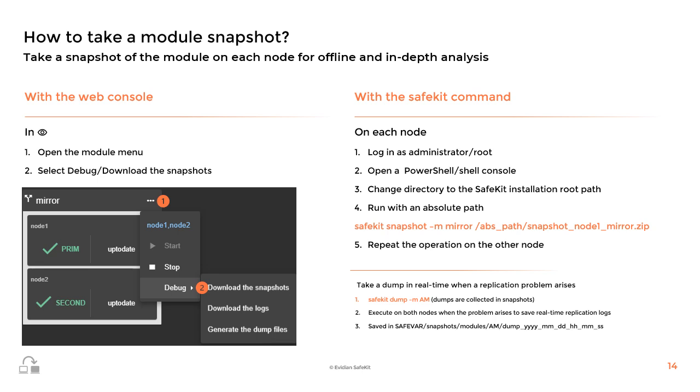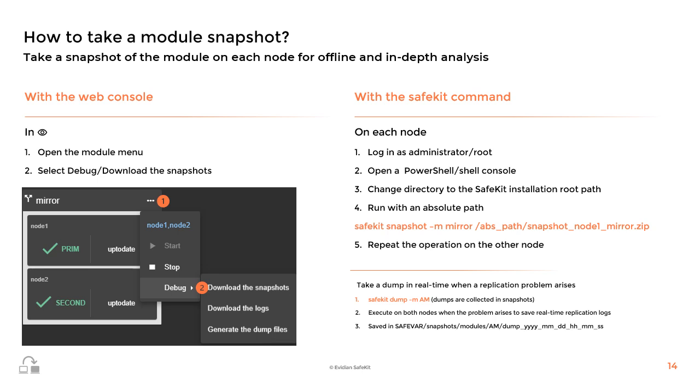with the SafeKit command. As shown in the figure on point 1, you can download both mirror module snapshots from Node 1 and Node 2 by clicking on the global menu of the mirror module and opening the debug submenu. This will download on your workstation two .zip files corresponding to the two module snapshots of the two nodes.